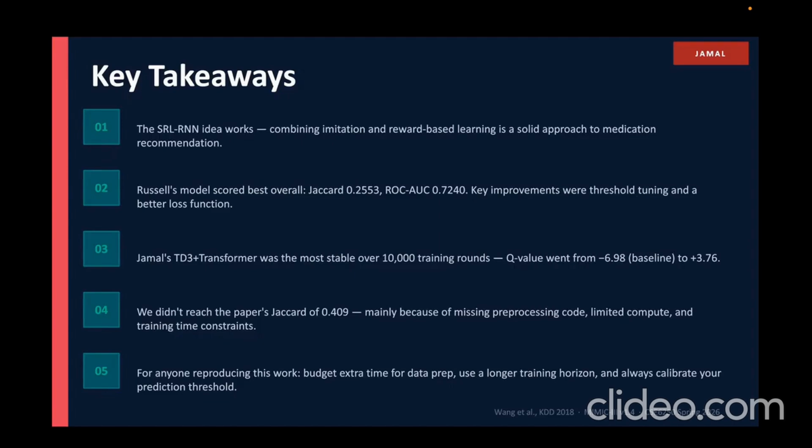We also didn't reach the paper's Jaccard number, mainly because we were missing the processing code, and we also have limited computation capabilities and training time constraints. For anyone reproducing this work, budgeting extra time for data prep may be useful. Using larger training episodes and also calibrating your prediction threshold may also be useful from what we have learned.